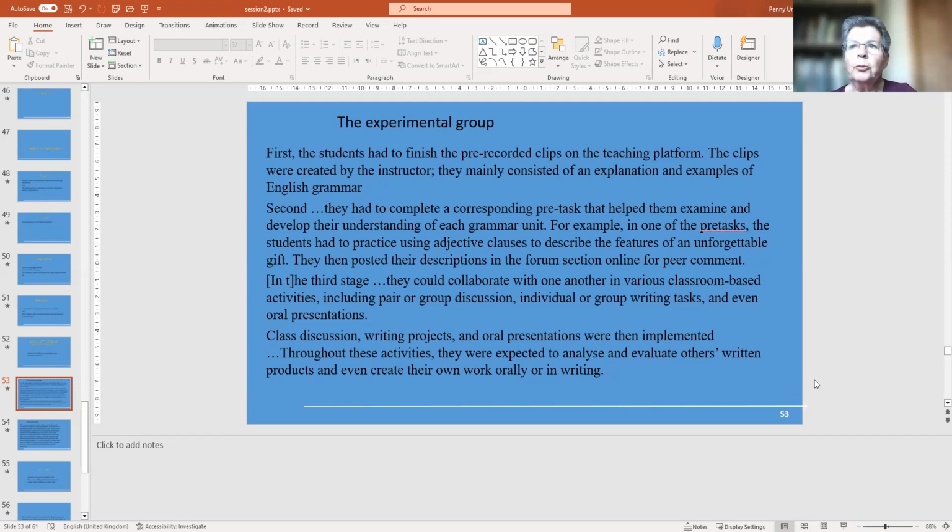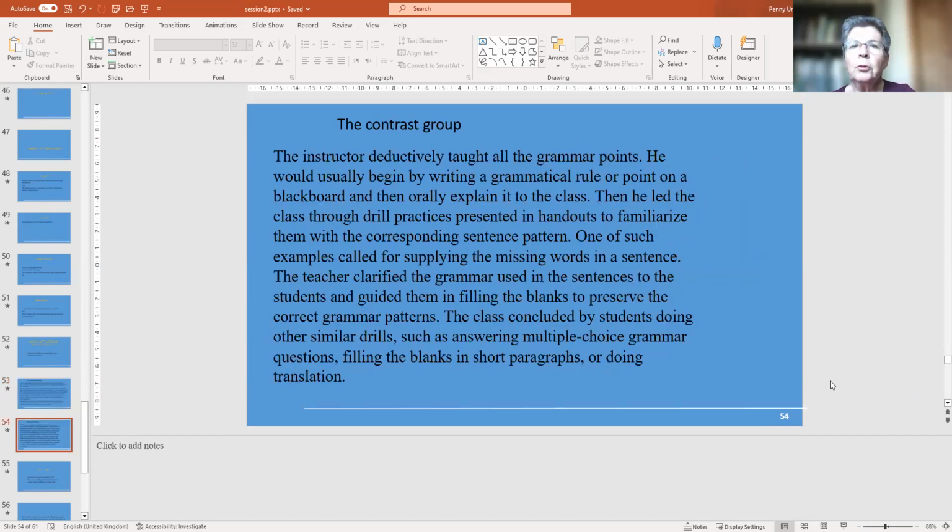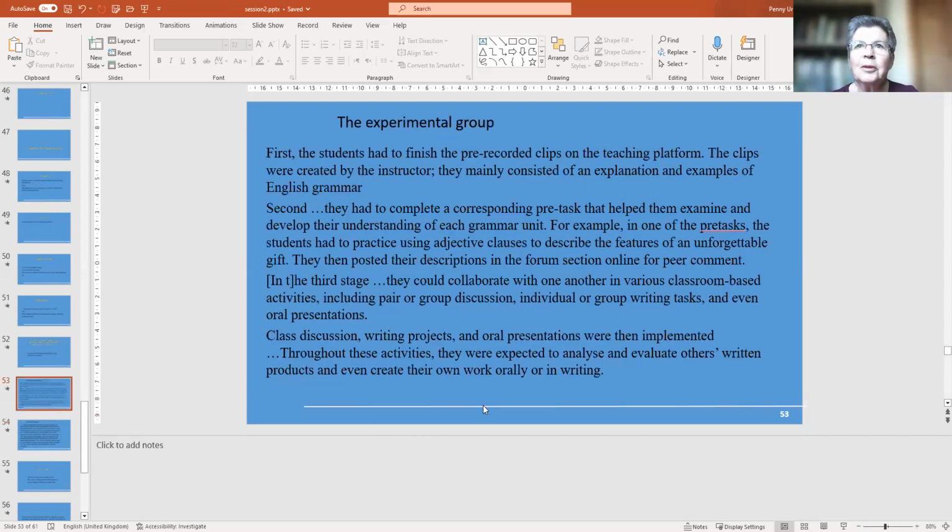And the contrast group did this. In both cases, they were teaching them some grammar. They didn't actually say what. But it doesn't seem to me a fair comparison. Adjective clauses for lower proficiency students. Ah, okay. Right.